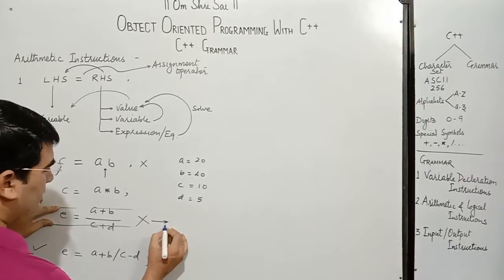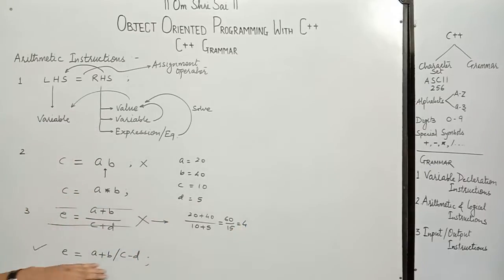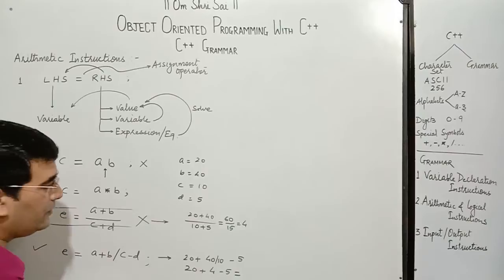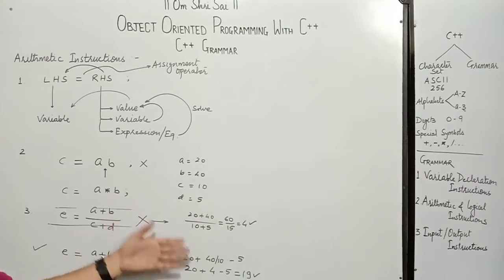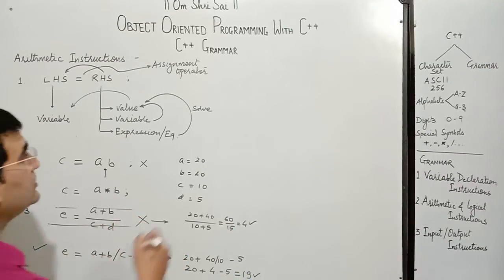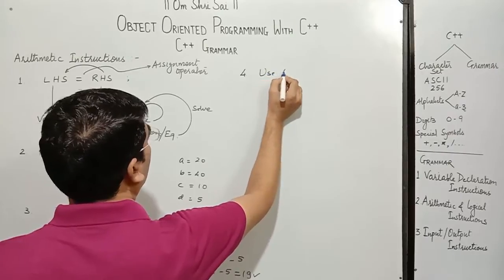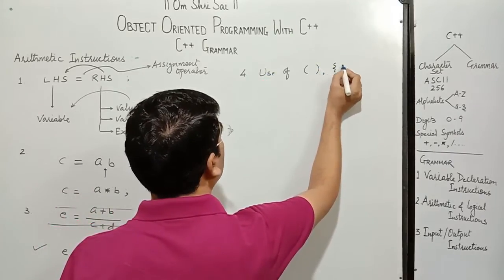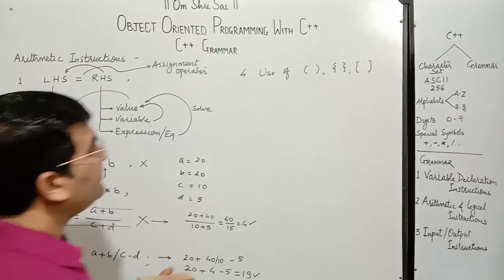If we take this one, the answer will be 4. Now if I try to solve this one, the result will be 19. So to solve this problem, we'll use the brackets. So, use of brackets: parenthesis, curly braces, square brackets. First of all, parenthesis.